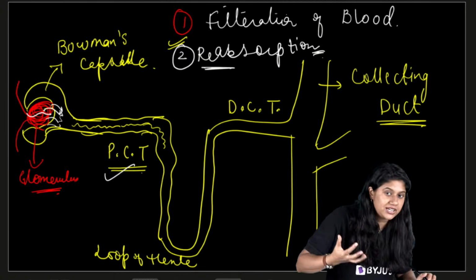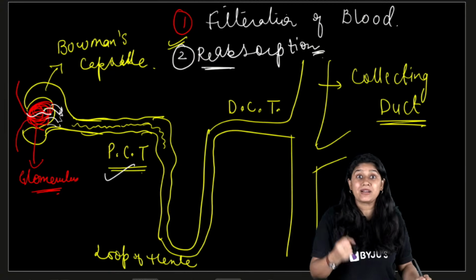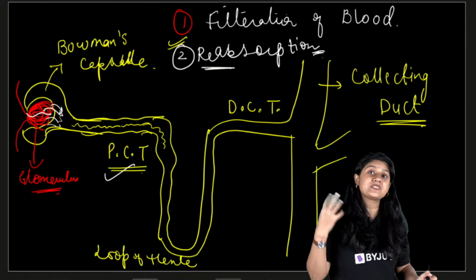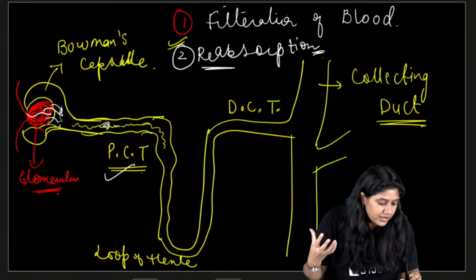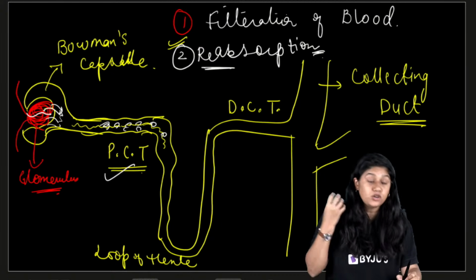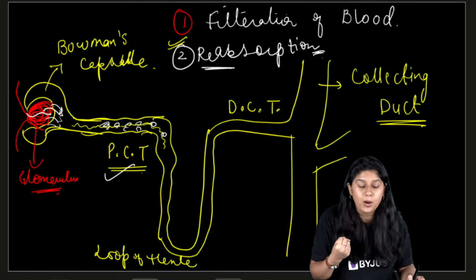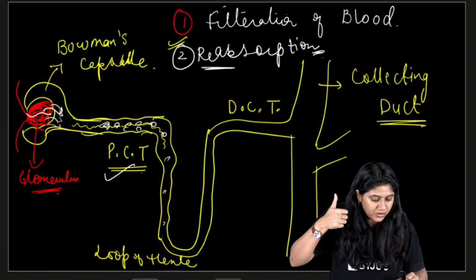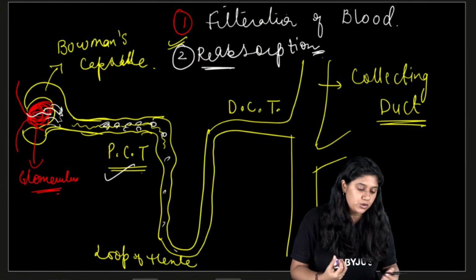Salt is important, they will take it back. Glucose is important, they will take it back. They're like, why are we wasting these things? They're very crucial for us. So the second step is reabsorption. Whatever is good for the body will be reabsorbed in these tubules. Everyone, are we clear? Whatever is important will be reabsorbed by these tubules.